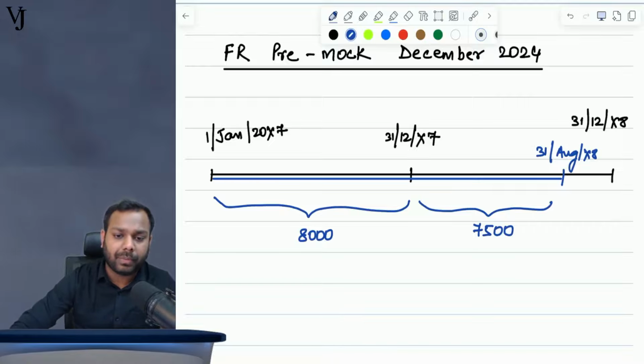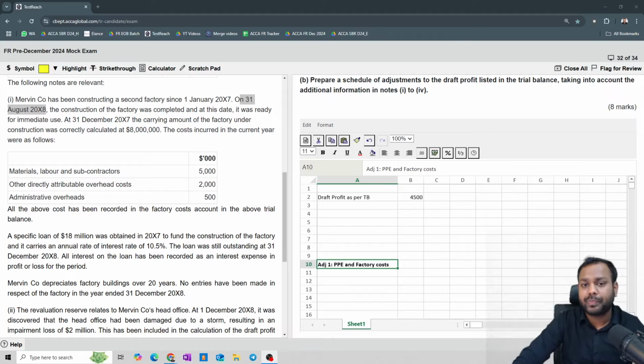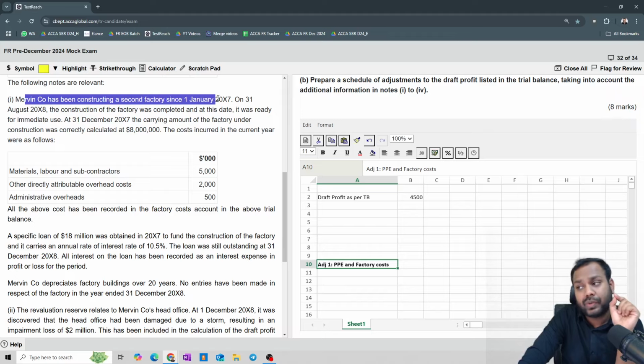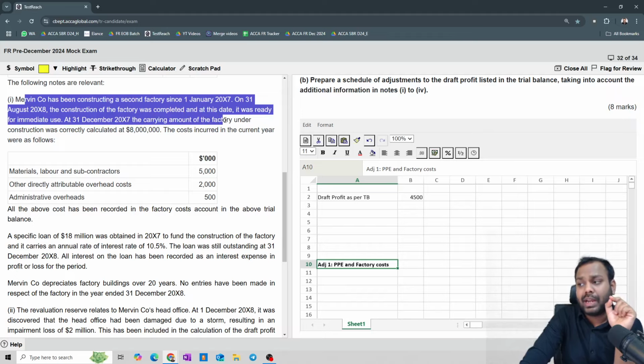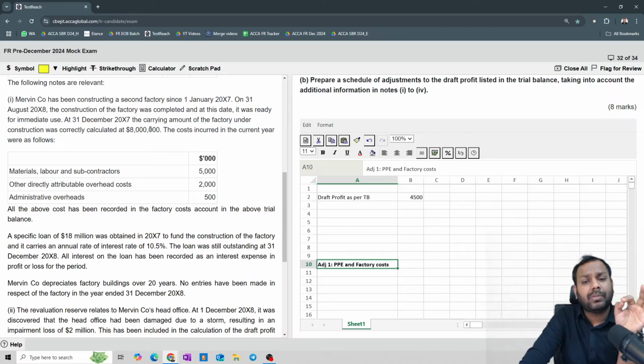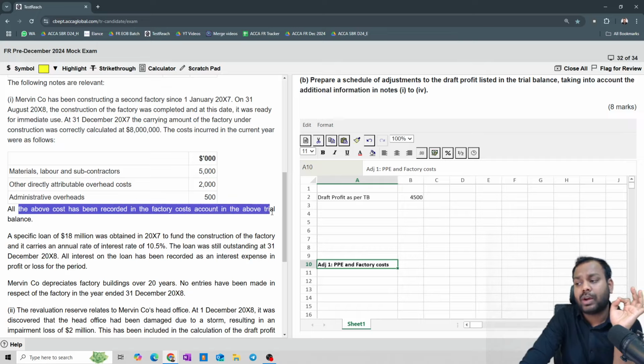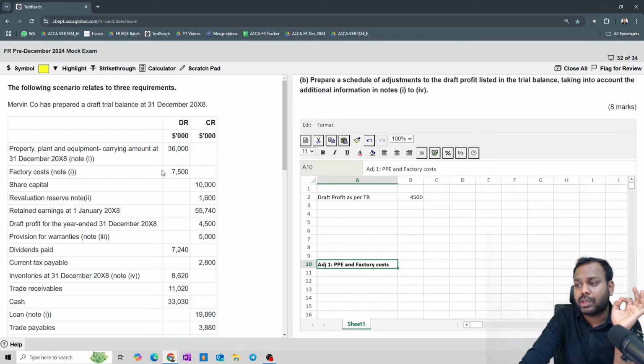Now, going back to the question so that you can see it also. It says Mervin Company has been constructing a second factory since 1st January 20x7. On 31st August 20x8, the construction of the factory was completed, and at this date it was ready for immediate use. At 31st December 20x7, the carrying amount of the factory was 8 million. If I convert this figure into thousands, it becomes 8,000. The cost incurred in the current year is 7,500. All the above cost has been recorded in the factory cost account in the trial balance.